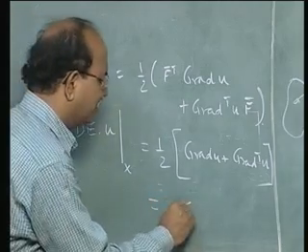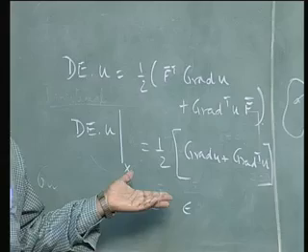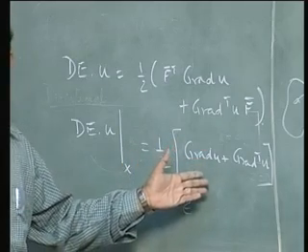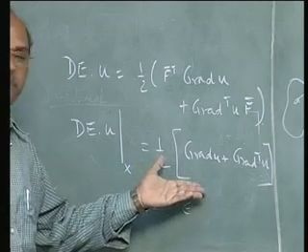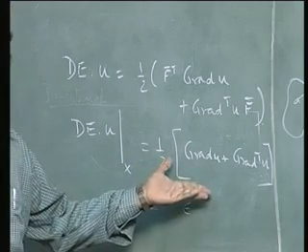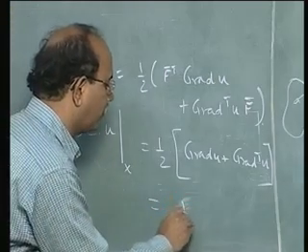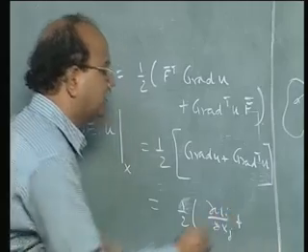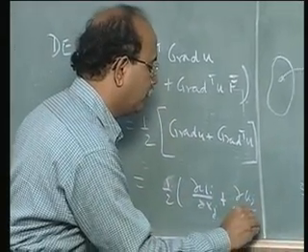Epsilon, small strain. This is nothing but half of grad U, which is half of ∂u/∂x_i plus epsilon. What does this give you? What does the statement in indical notation mean? In indical notation, it simply means that this is equal to half of ∂u_i/∂x_j plus the transpose of this, ∂u_j/∂x_i.